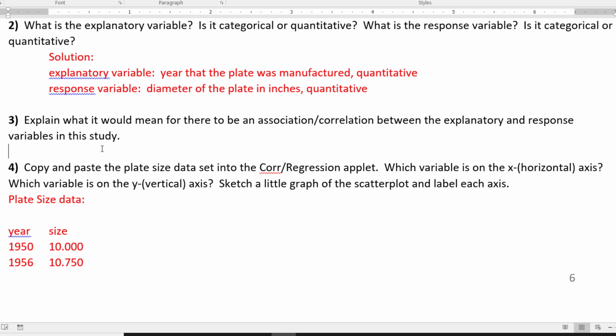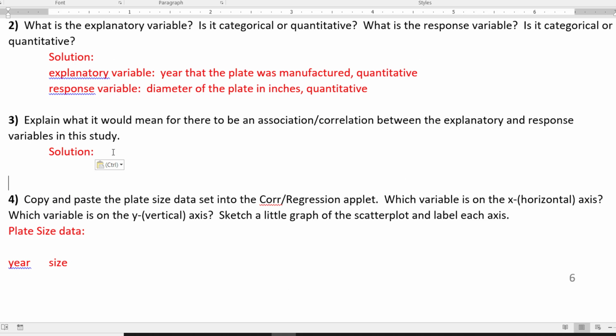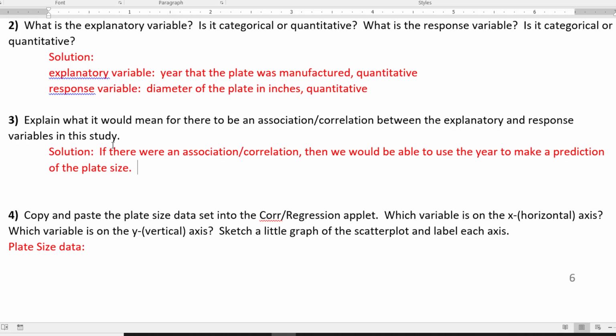because it's also a number. Question 3 asks us to explain what it would mean for there to be an association, a correlation, between the explanatory and response variable in this study. If there was an association, it would mean that we would be able to use the year to give a bit of a prediction of the plate size that we expect to get. Because there would be an association, we would expect to see some sort of pattern, perhaps an increasing pattern, meaning as the years get bigger, the plate sizes get bigger, but we don't know for sure if that's happened yet because we haven't explored it.